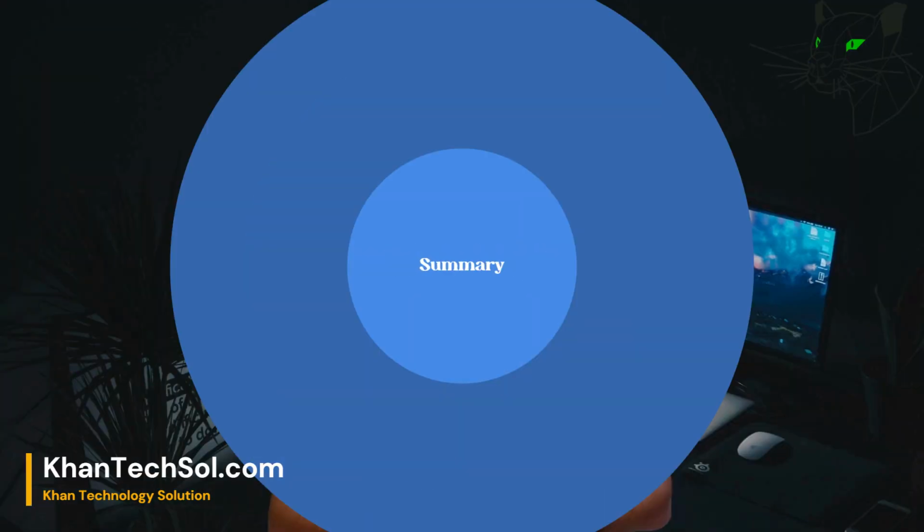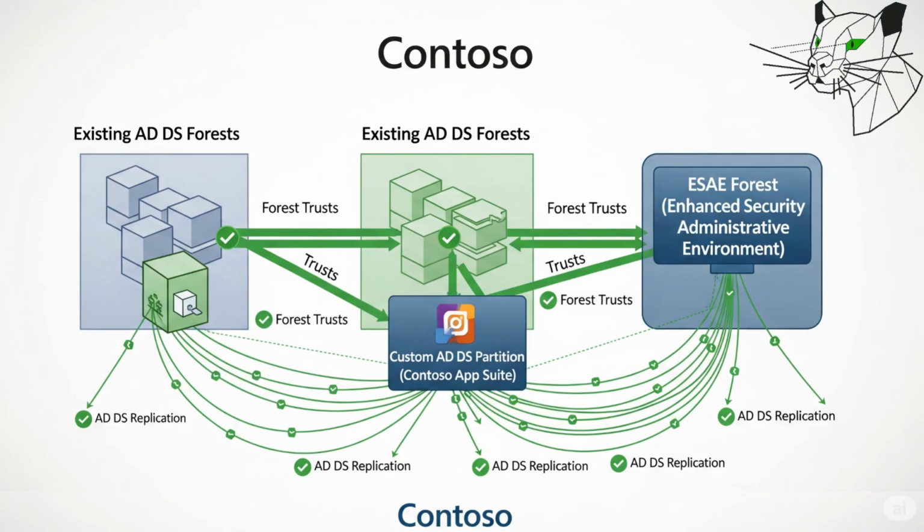Summary. Using the knowledge acquired in this module, you created trust relationships between the Contoso ADDS existing forests, implemented the eSay forest, and created a custom ADDS partition to facilitate deployment of a new in-house developed suite of applications. Throughout these changes, you ensured that the ADDS replication remained fully operational.